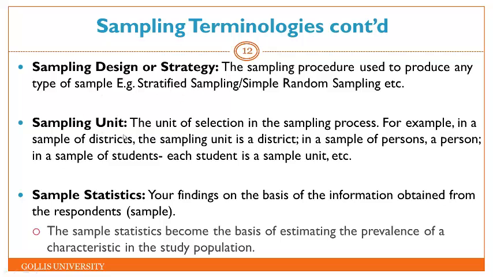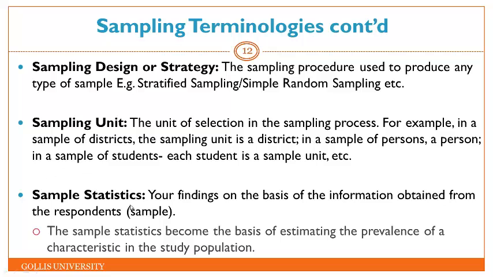Then we have a sampling unit. A sampling unit is the unit of selection in the sampling process. For example, in a sample of districts, the sampling unit is a district. In a sample of persons, the sample unit is a person. In a sample of students, the sample unit is each student. In a sample of lecturers, for example, the sample unit is each lecturer. So the sampling unit is each unit of selection in your sampling process.